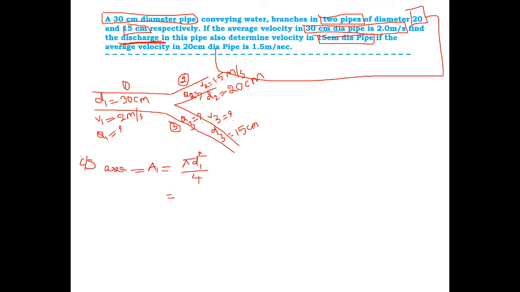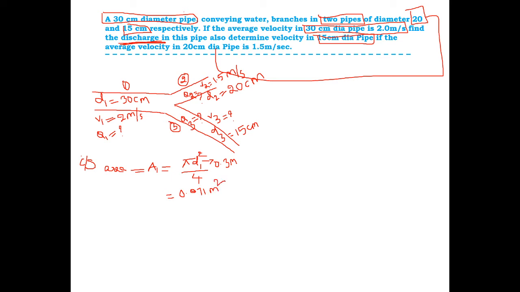30 centimeters, that is 0.3 meters. We have to take 0.3, in meters. It is in centimeters, so all the digits, all units must be in meters. This is 0.3 meter. Then you will get how much area? Just do it. 0.071, I think, right? 0.071 meter square.